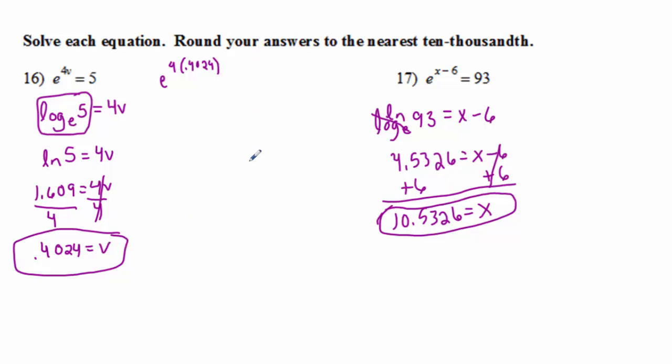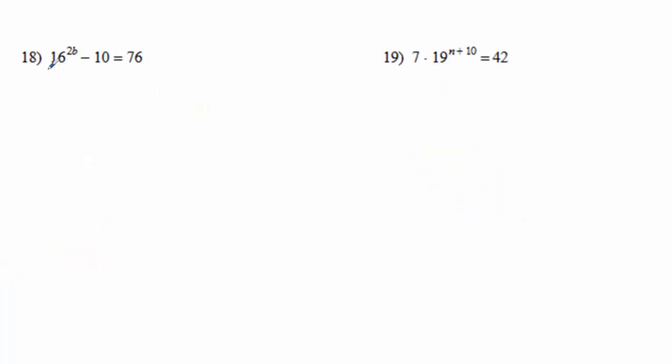Okay, so on 18 and 19, we're doing the same thing, except now, for one thing, I don't have that e, which might make you happy, I don't know. But now my exponential part is not by itself. So I need to start off by adding 10 on both sides, so that I get 16 to the 2b equals 86.